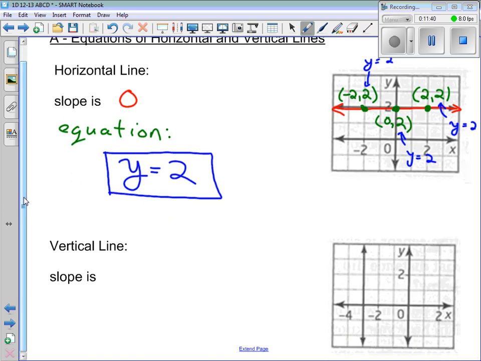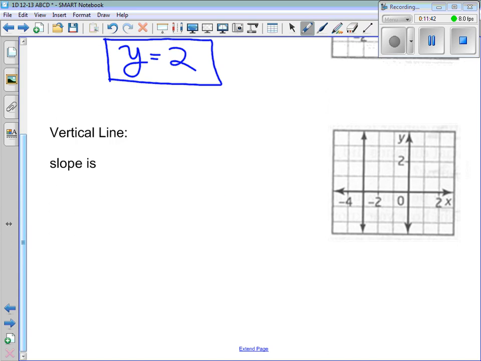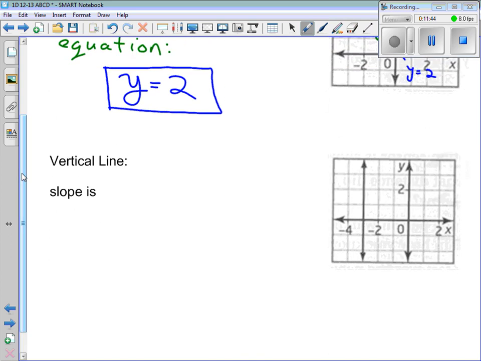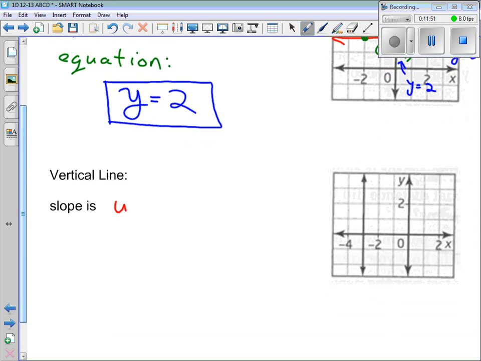Now, if we've got a vertical line, we can do something similar. Our slope in this case is, we talked about this earlier, our slope is undefined. Okay. But we can come up with an equation for this the same way we did with our horizontal line. So we're looking at this one over here.